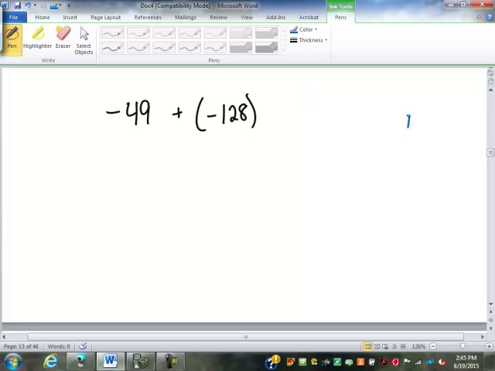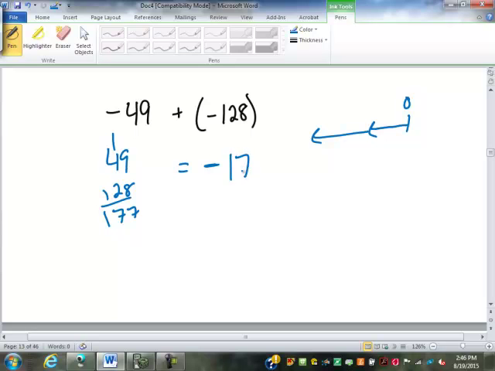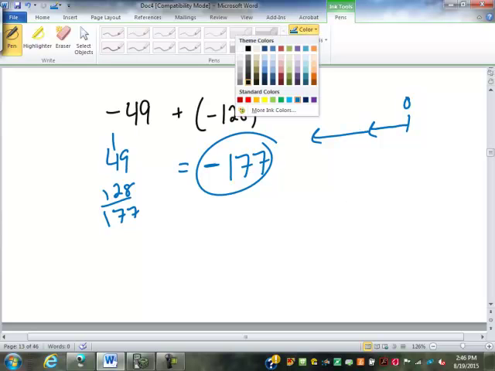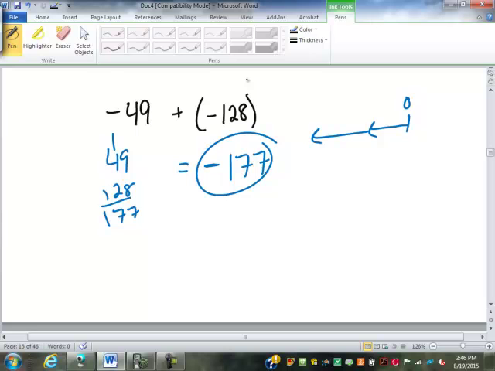Did everybody see how that works? Yeah, here's our 0. Negative 49 goes this way. Negative 128 goes the same direction. So that tells us two things. One, our answer is going to be negative. It's on the negative side of 0. 2, the size of the magnitude is just 49 plus 128. 177, because they go in the same direction. They build on top of each other. They add together in their length. Does that make sense? Okay, well, then on to the next step.